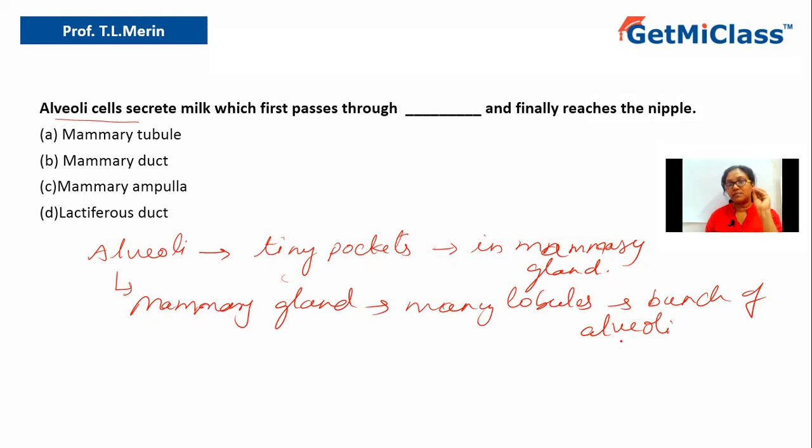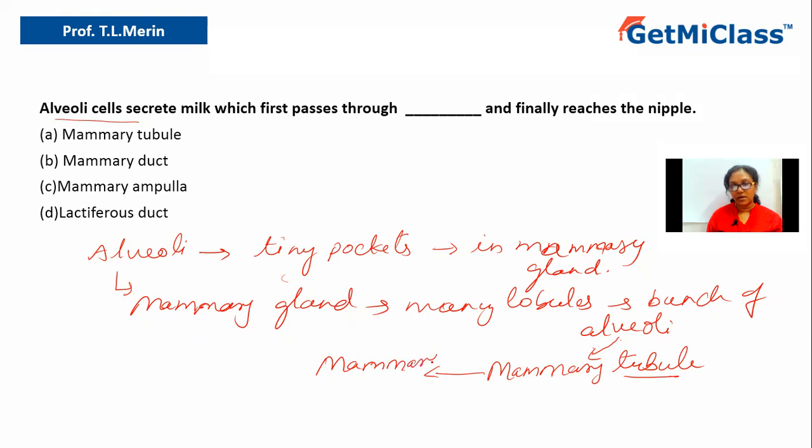Then further, whenever the milk has to come out, these alveoli are connected to a tiny duct, or you can say a very thin tube-like structure, which is called mammary tubule. So these alveoli are connected to mammary tubules. Each alveoli is connected to a mammary tubule. Further, all these tubules from each bunch, each lobule, you can say, get collected into the mammary duct.